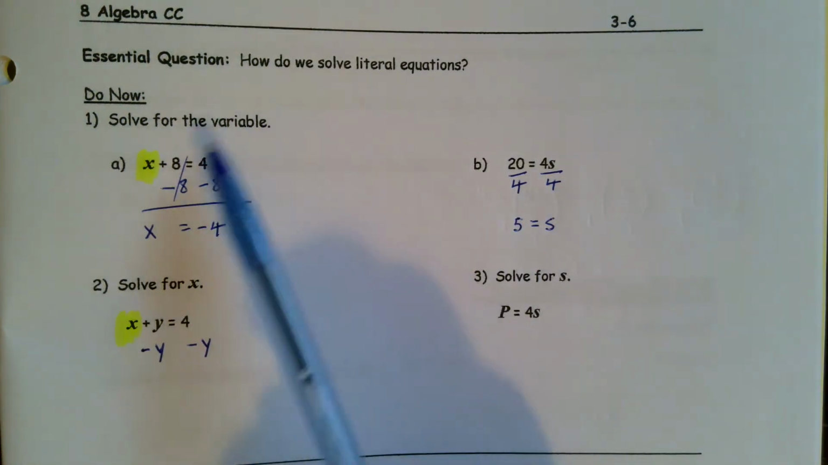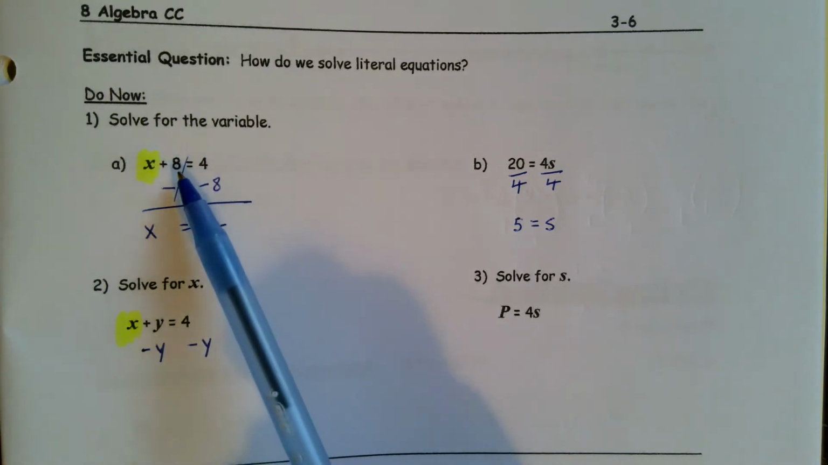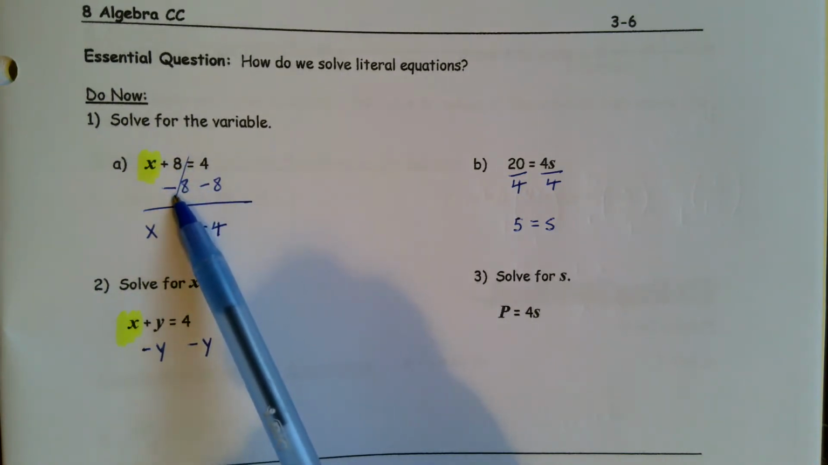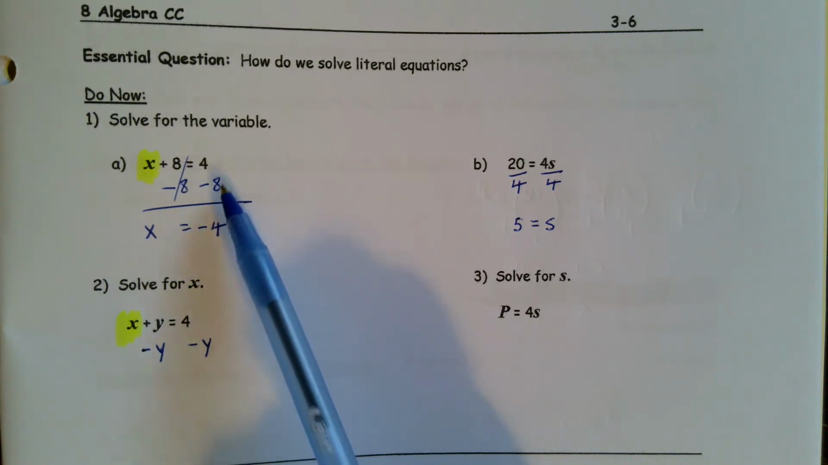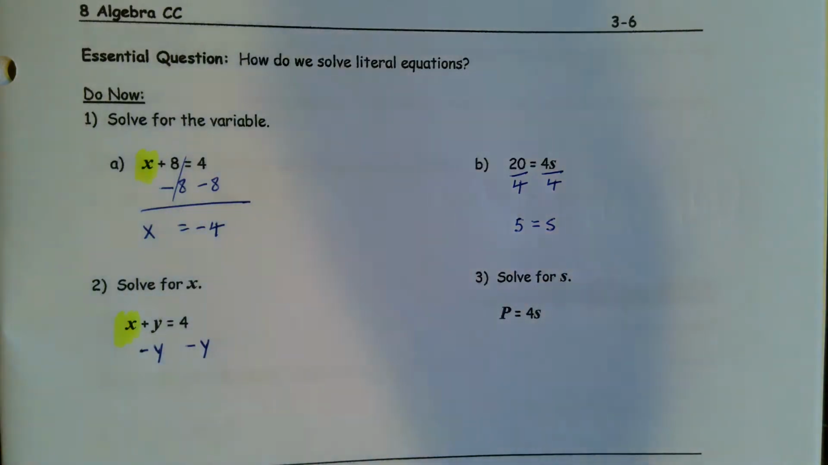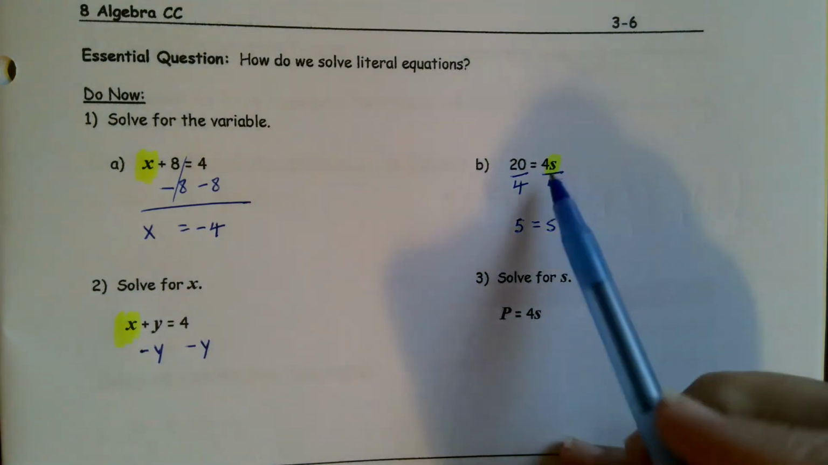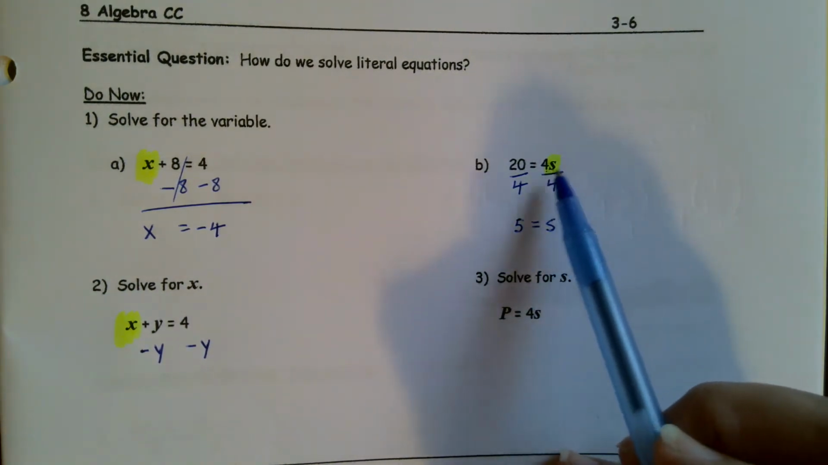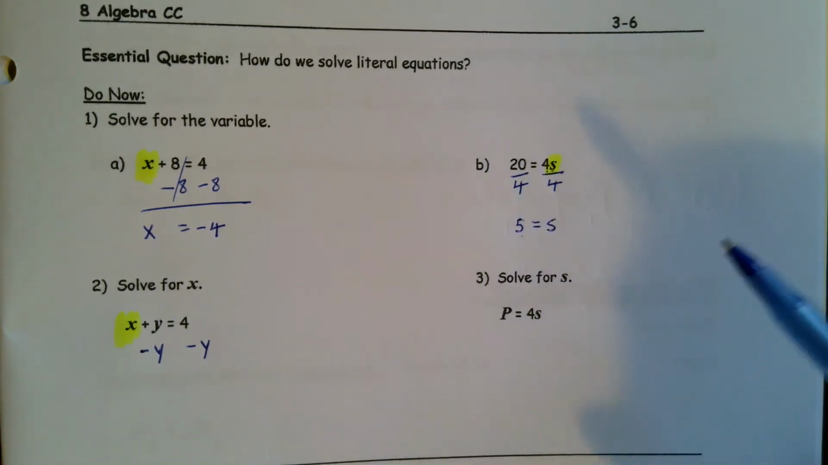So when we solve for the variable x, we're going to isolate that by moving anything next to it over to the other side. Instead of a positive 8, we have a negative 8. We did that to the other side, subtraction property of equality. You got x equals negative 4. When you solved for s over here, I want to isolate s, so I needed to eliminate whatever's right next to it. Instead of multiplying by 4, we divided by 4, and s equals 5.